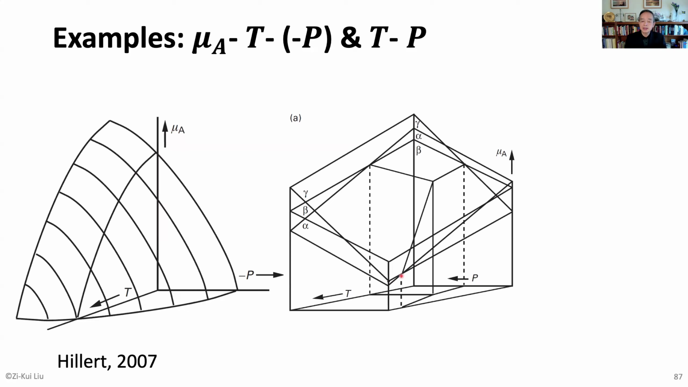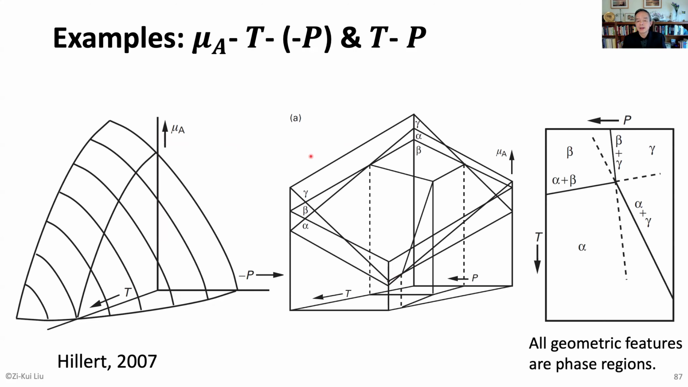Because one of the potentials, mu A here for example, is dependent, it doesn't provide any new information. So we can project this three-dimensional diagram space into two-dimensional space. That's what happens here. You project down, you get alpha and beta, beta and gamma, alpha and gamma. All the geometric features in this diagram are phase regions. There are no phase boundaries. Phase boundaries, as I mentioned, will show up later when we talk about the model phase diagrams.